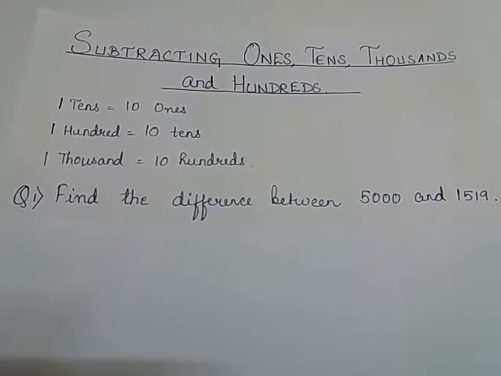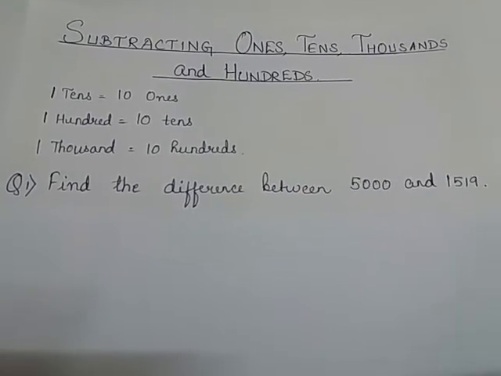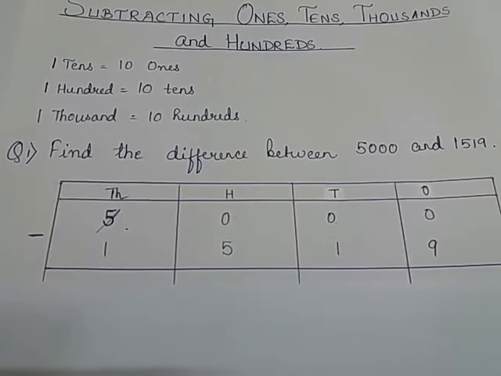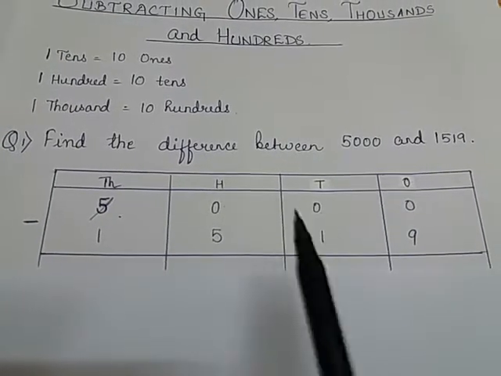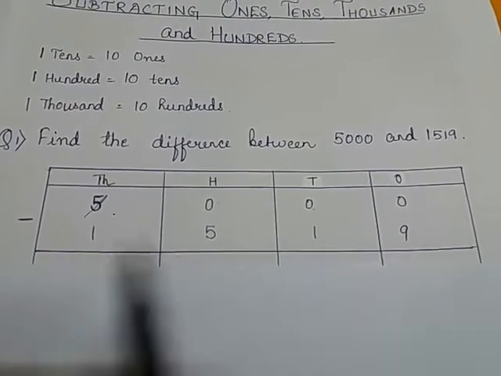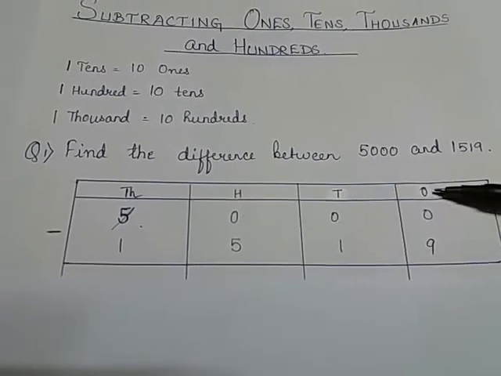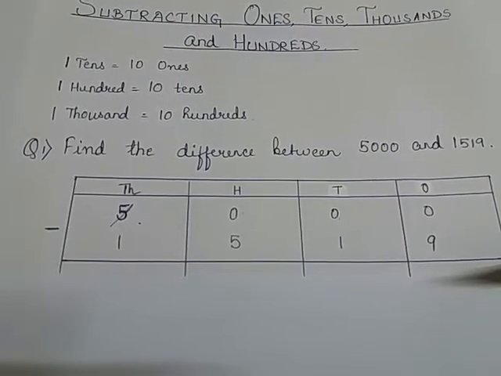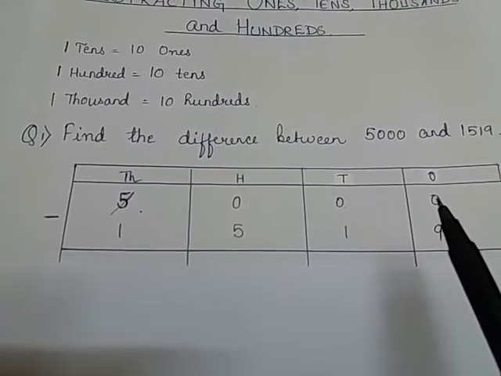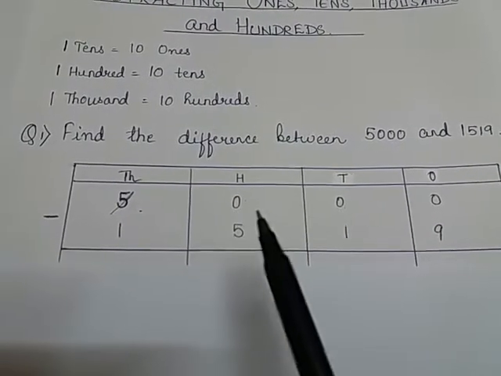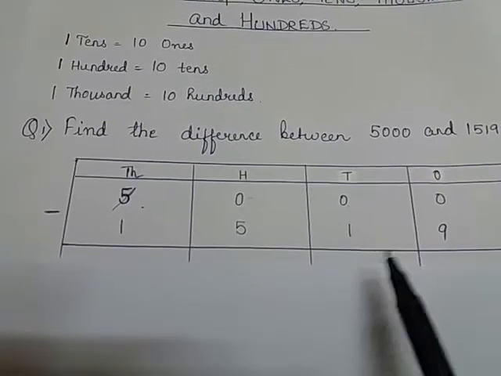First of all, we will draw one place value chart, then we will put these numbers inside it, and then we will begin our subtraction. So here is our place value chart, and we have put the numbers here: 5000 minus 1519. Now we will start from the right side, that is from the ones. Students, you can see that in the ones place, tens place and hundreds place, there are zeros, and we have to subtract from them.